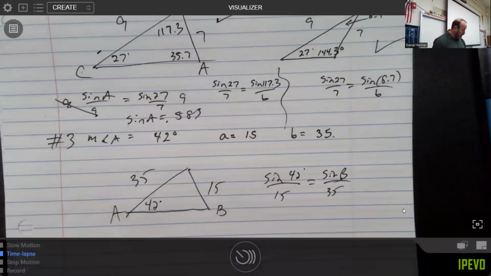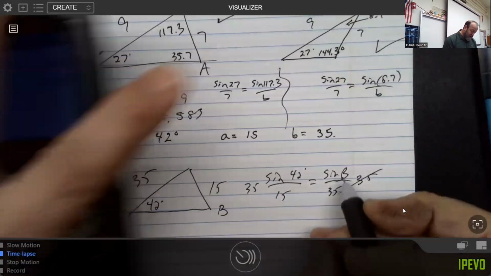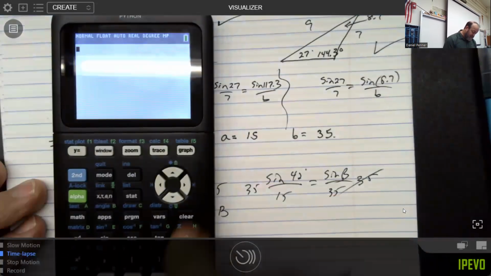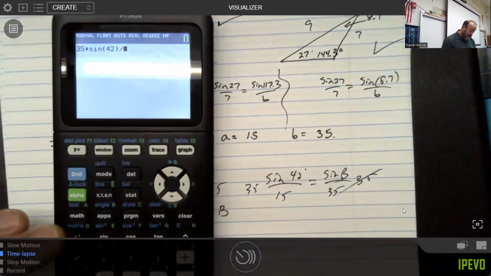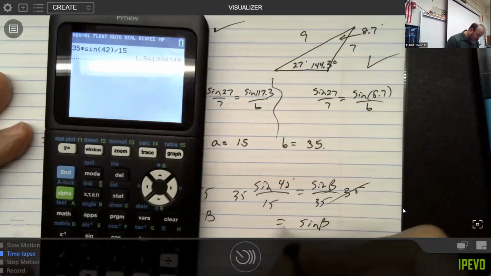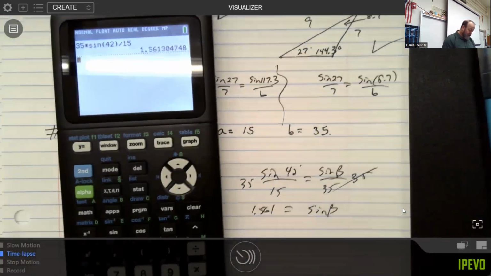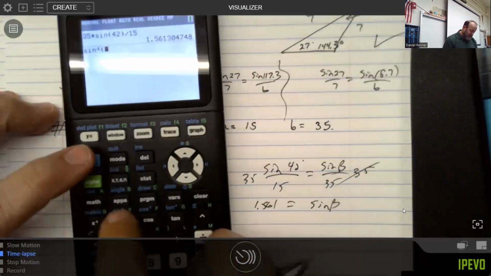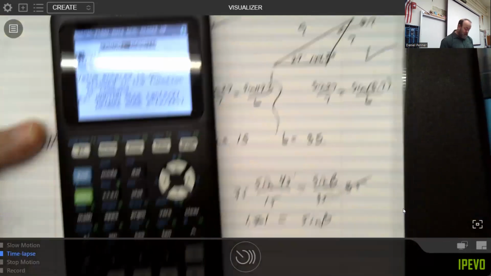This is looking good. So I'm going to multiply both sides by 35 like we've done over and over again, getting rid of that number. So 35 times the sine of 42 divided by 15. Now I'm going to get a decimal, right? And I've got the sine of some angle is 1.561. Uh-oh, we have a problem here. The inverse sine of that, my calculator is going to say, no, you can't do that. No solution.